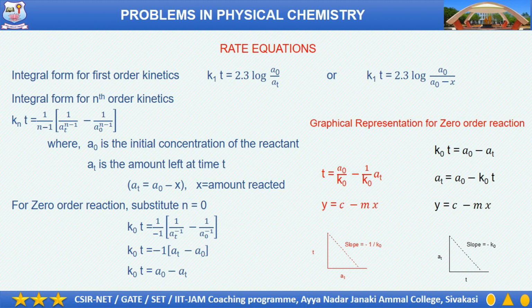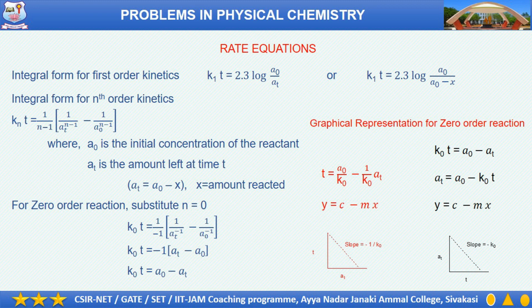What is A naught? What is At? A naught is nothing but the initial concentration of the reactant. Here we are considering only one reactant in the reaction. And At is the amount left after the time t. Amount left is equal to A naught minus x, where x is the amount reacted at the time t. But At is the amount remaining in the reaction medium after the time t.